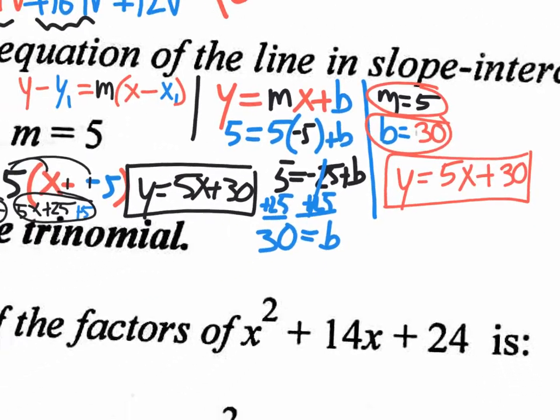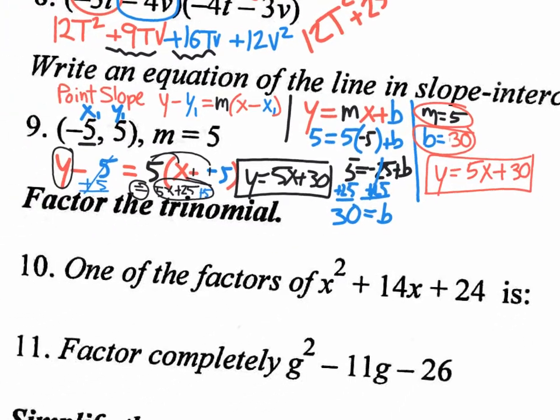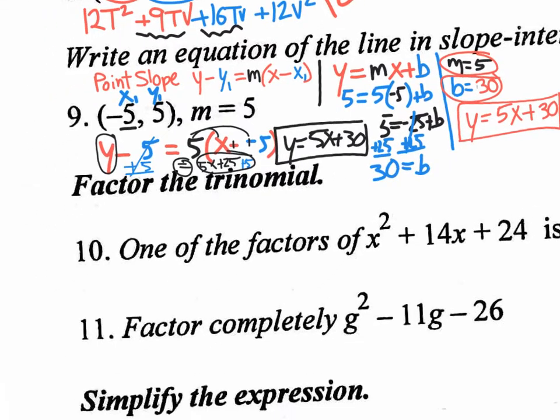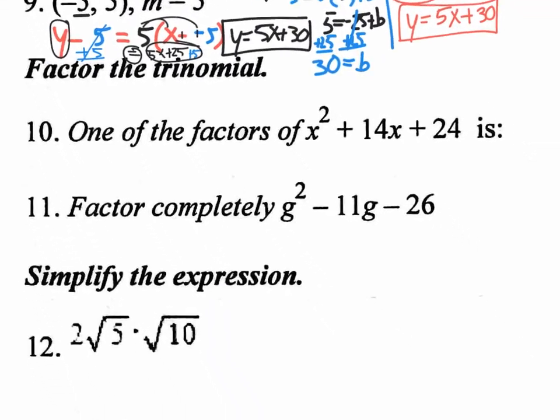So it's really up to you. I did twice the work because I did both methods. I used the point slope form and then manipulated it, or you could just stick with slope intercept and plug in what you know to find out what you don't know. Either way, you get the same answer, y equals 5x plus 30. Okay, same equation in slope intercept form. I hope that helps. Let's move on to number 10.